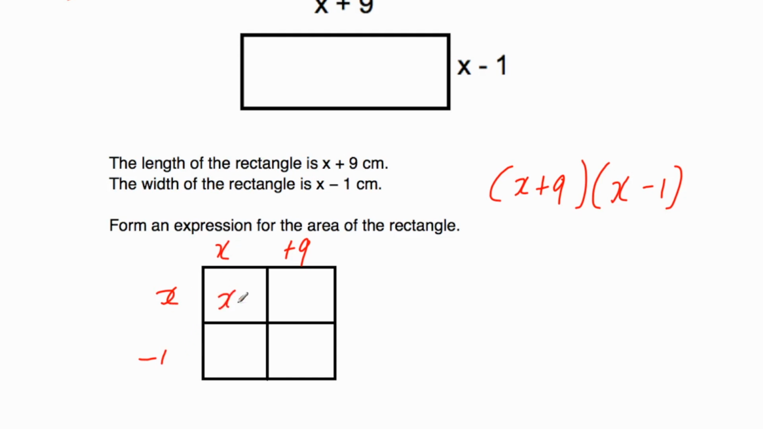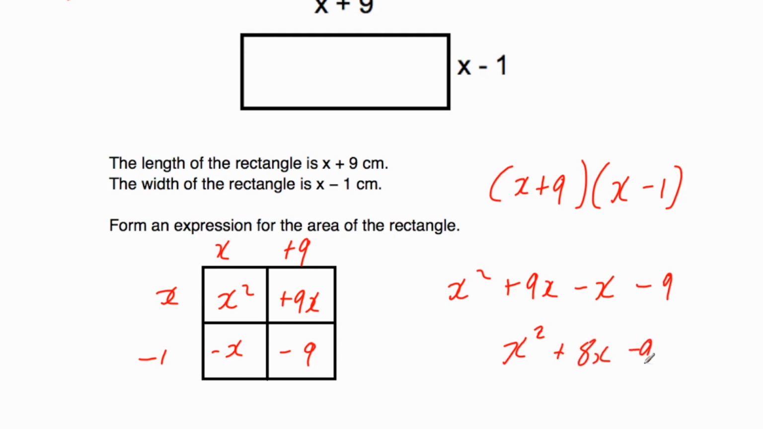So x times x is x squared. X times positive 9 will be plus 9x. X times negative 1 would be negative 1x or negative x. And then finally, 9 times negative 1, well, it's a positive times a negative, so it's negative, and 9 times 1 would be 9, so it's going to be negative 9. So it would be x squared plus 9x minus x minus 9. And then collecting our like terms would give us 9x, take away x would be 8x. So it's going to be x squared plus 8x minus 9. And that's it.